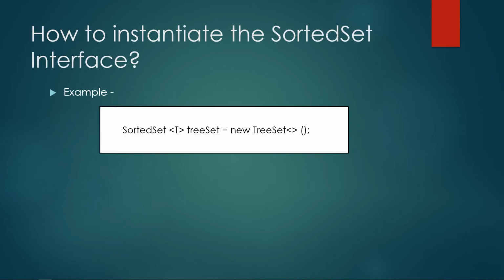So how to instantiate a SortedSet interface? We simply create a new TreeSet. Now SortedSet is an interface. Because of that, we cannot create an object of SortedSet. Instead, we have to create an object of TreeSet. TreeSet is the implementation of the SortedSet. So new TreeSet, we have to create an object of TreeSet, and we have to assign it to a variable of type SortedSet. Again, T is the type of object.